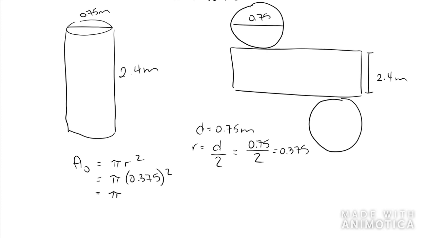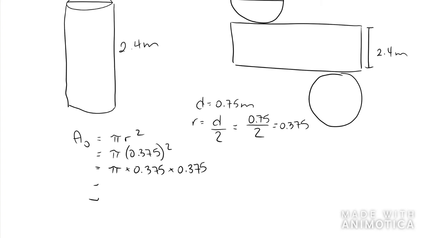So pi times 0.375 times 0.375 gives me 0.4418. So it's a really small number, but we kind of expect that because look at how small this number is.